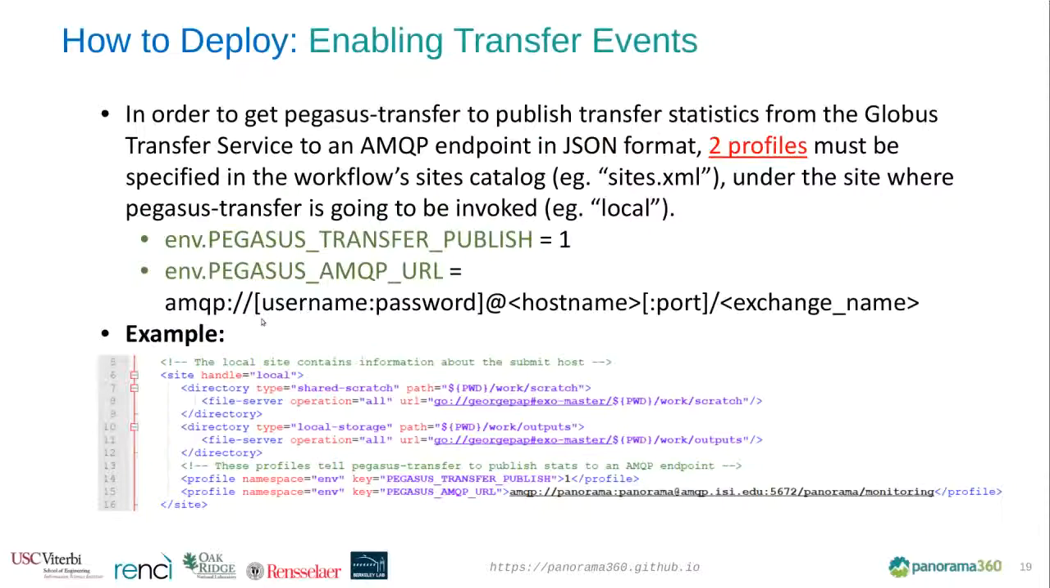If the publishing fails for one reason or another, for example, you cannot access the global service or you cannot access the endpoint, the transfer doesn't fail. It will still be successful and it will just skip the publishing step. An example of this can be found down below, and we specify these profiles in our site catalog. The site under which these profiles should be specified is usually the site that Pegasus transfer will run on. In this case, it's specified as the local site because Globus transfers are usually instantiated by the submit node.